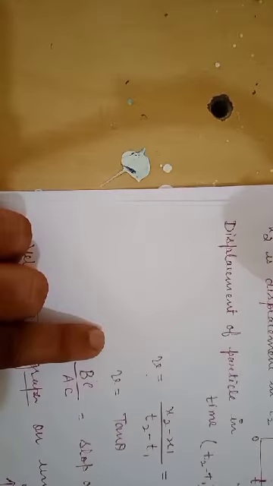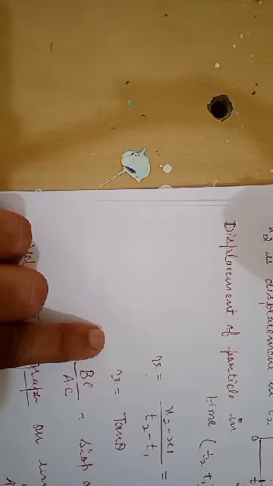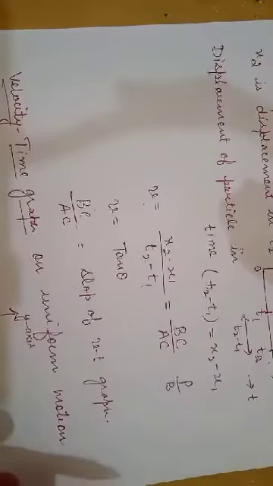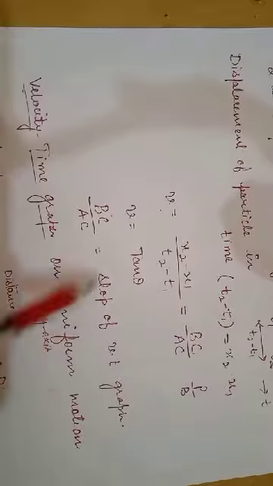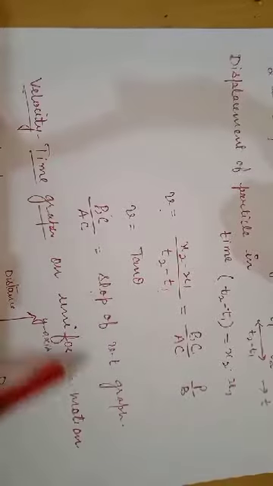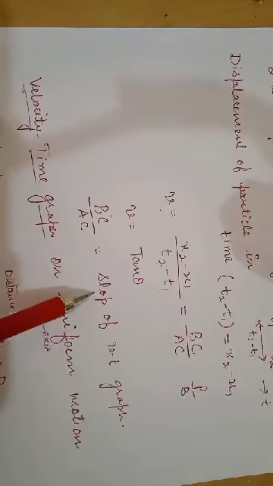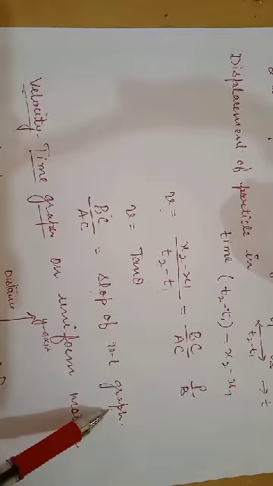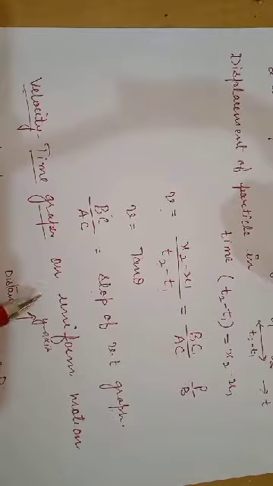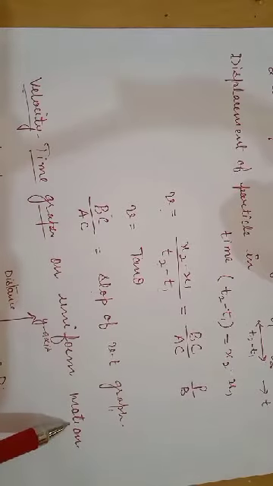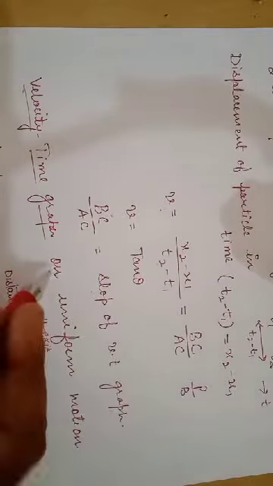Now tan theta, or we can say this BC upon AC, y upon x, is the slope of the graph. This is the slope of the graph. So we can say that the velocity of the particle is equal to the slope of the graph. Now the velocity time graph for uniform motion.